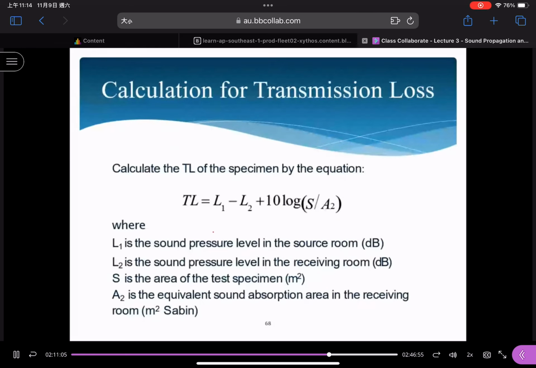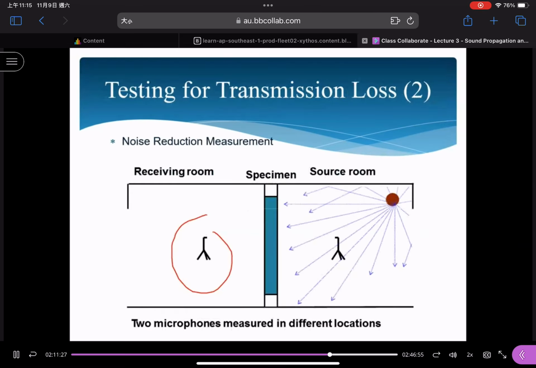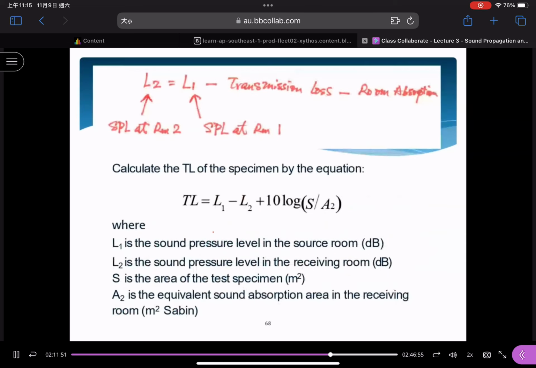There are different approaches to derive these equations, but one simple expression is like this. Let us rewrite it into this form. L2 is the sound pressure level in room 2, correct? We have an acoustic source inside the source room. When it generates the sound fields, some of the sound could be blocked by this test sample, and some could be absorbed inside this receiver room, so the remaining part should be measured by this microphone, correct? So when you rearrange this, L2, the sound pressure level in room 2, equals the sound pressure level in room 1 minus the transmission loss and minus the room absorption. You can find out the results.